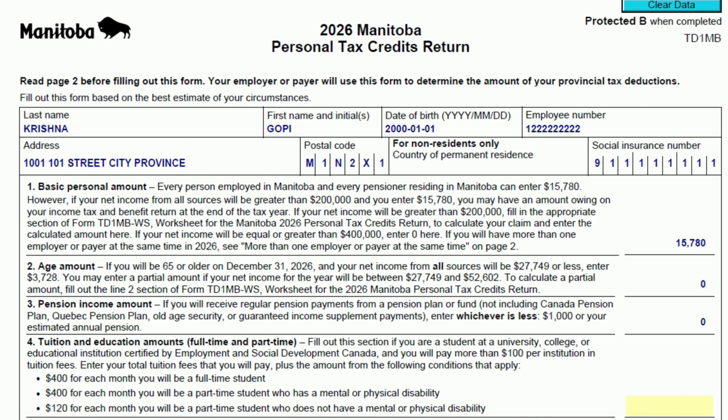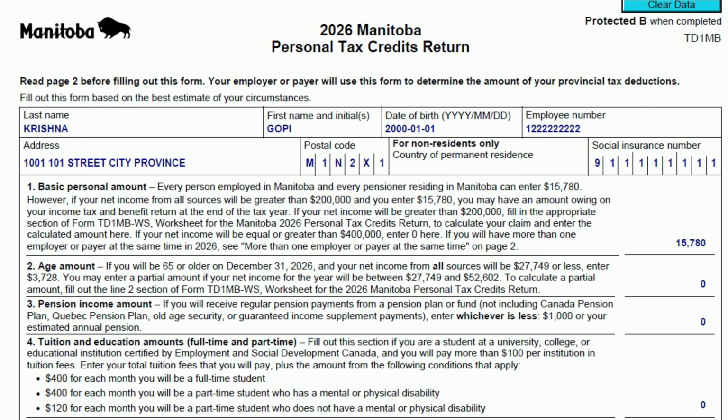Say you are paying $400 and you're also a full-time student. In that case, $400 plus this $400 becomes 800, and you enter 800. If you're not a student, in that case, make it 0.